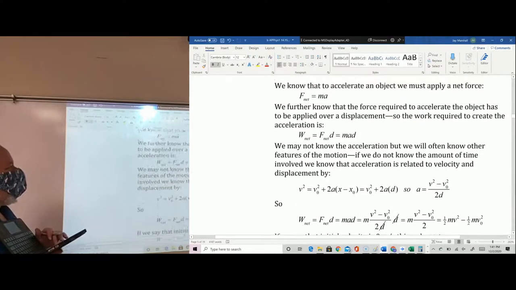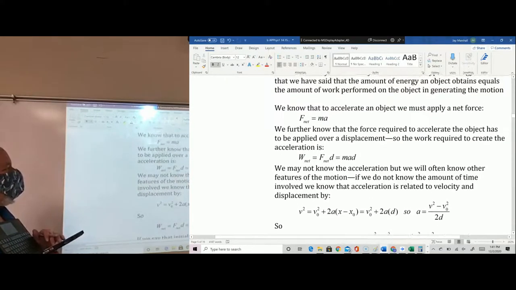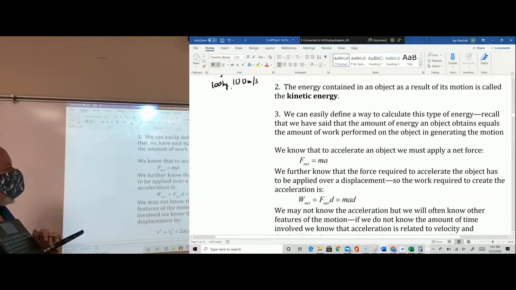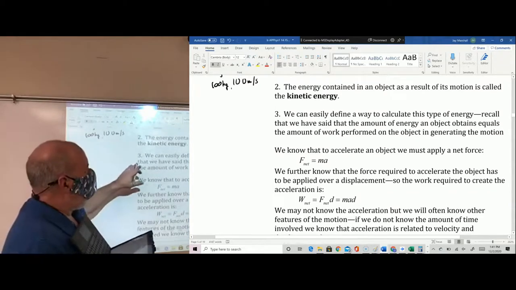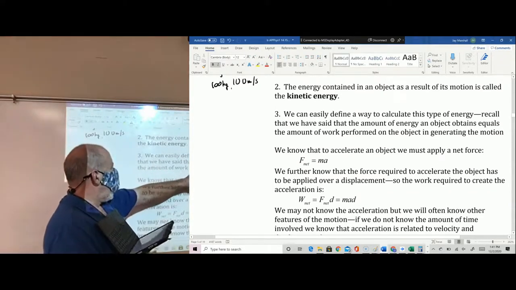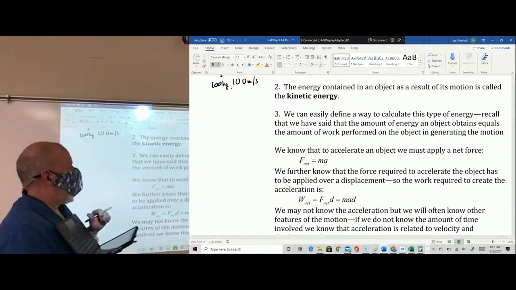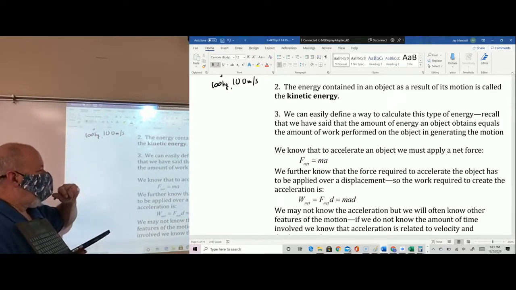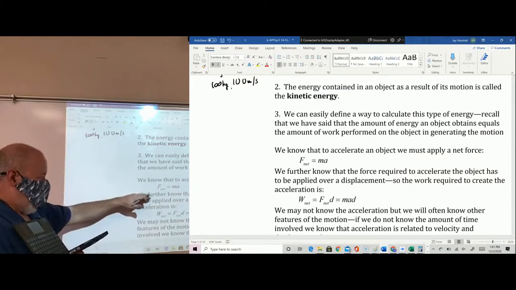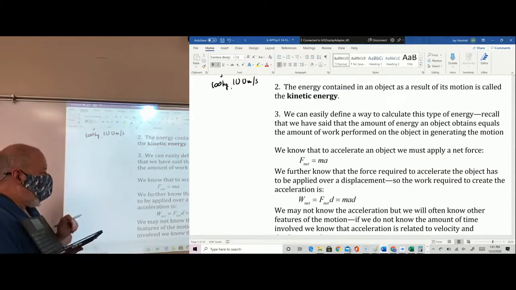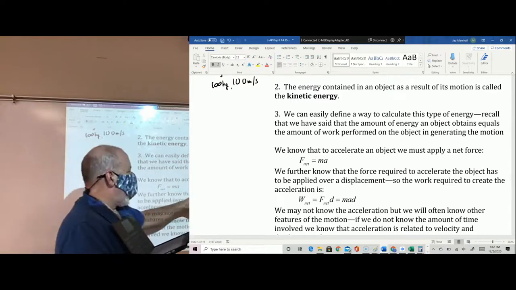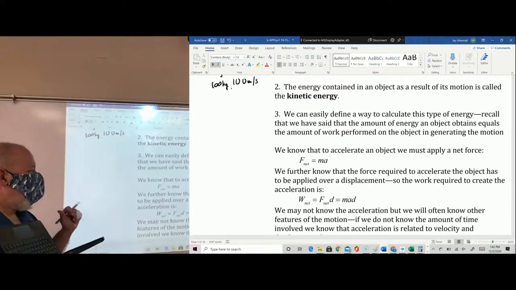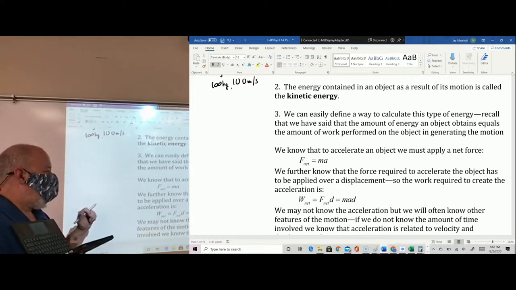Recall that we've said, oops. This will be the last thing we do today. Recall that we've said that the amount of energy an object has equals the amount of work performed on it in generating the motion. We know that to accelerate an object, we must apply a force, a net force. Force net equals mass times acceleration. We further know that the force required to accelerate the object has to be applied over a displacement.